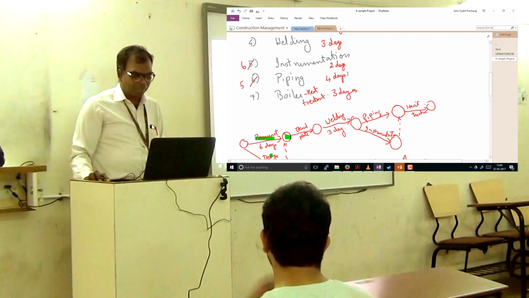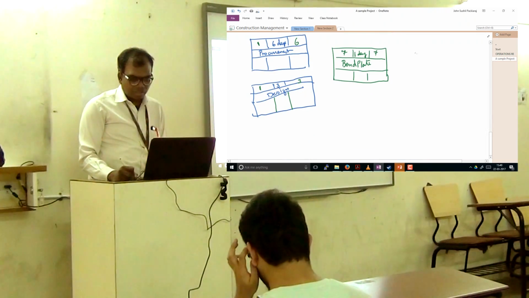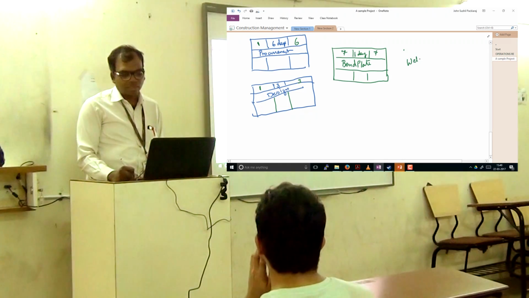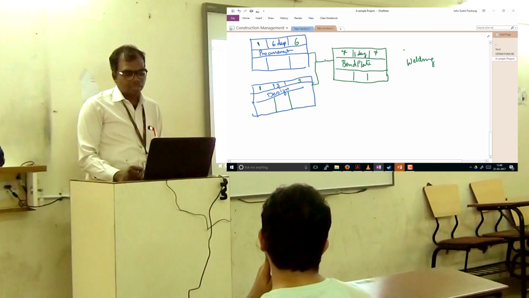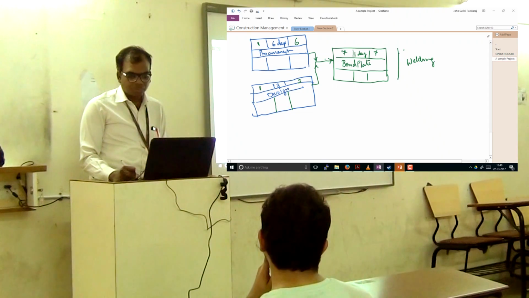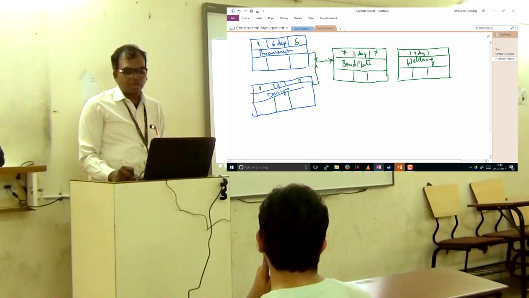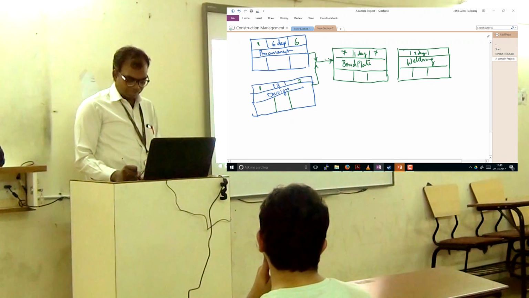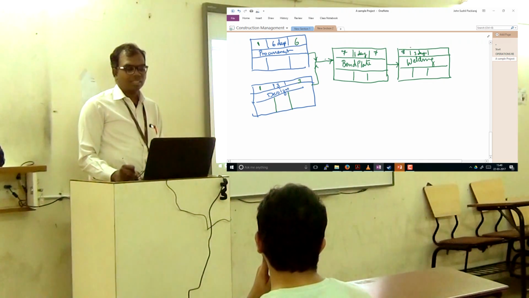After I finish the bending of plate, I go for welding. Now welding takes 3 days. Again, this is a straight relationship, so nothing to worry about. But here I take an arrow, connect it like this and say this is the direction of flow of work. So here I got welding. And what is the duration of welding, please? 3 days. Now when does it start, and when does it get over?